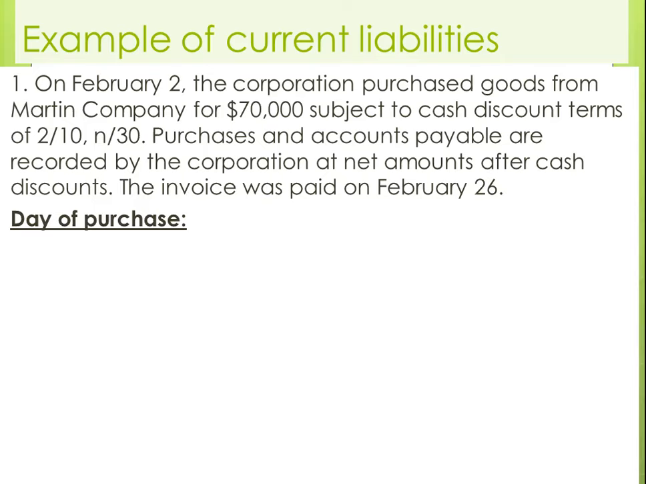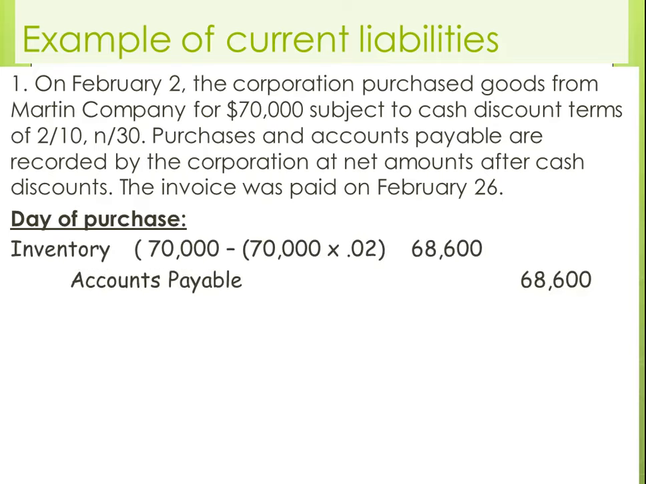Now we have another example, and in this example, we purchase goods for $70,000 and they are subject to a cash discount. We get 2% if we pay within 10 days, but we have to pay the balance in 30. Our purchases and accounts payable are recorded at the net method. And we didn't pay it until February 26th, so we missed the discount period.